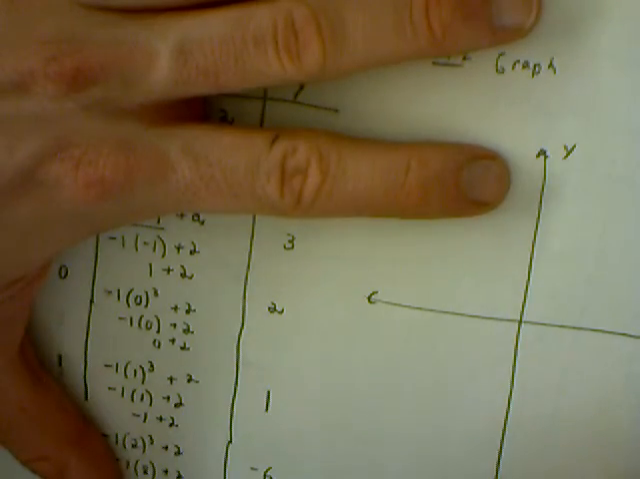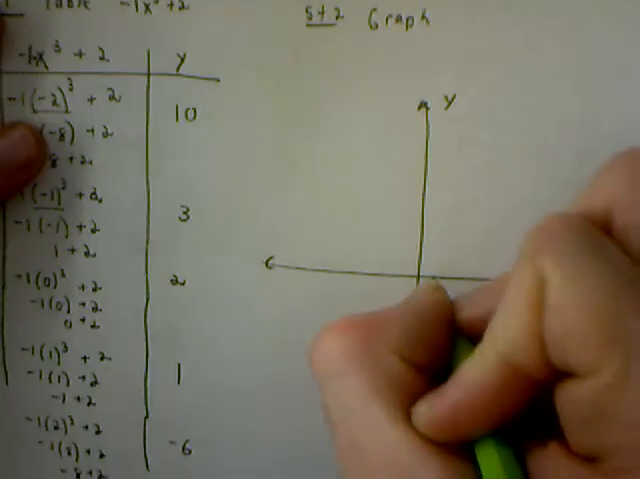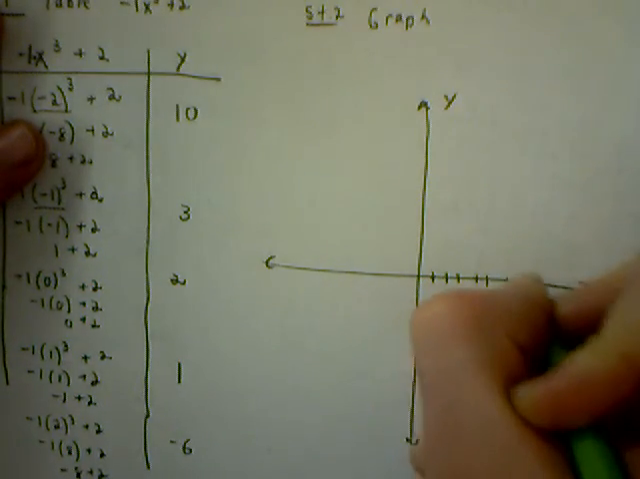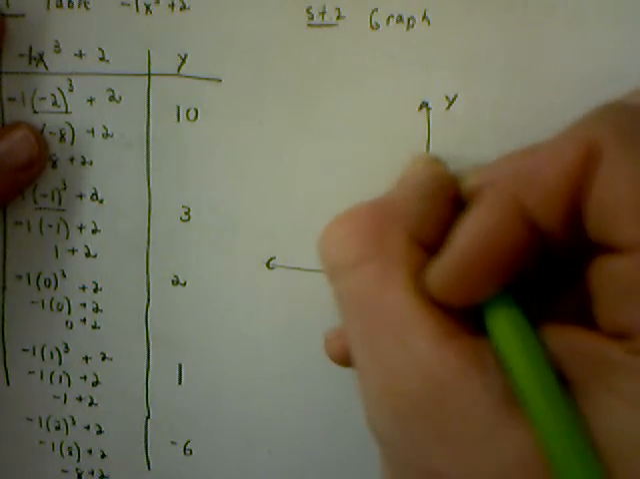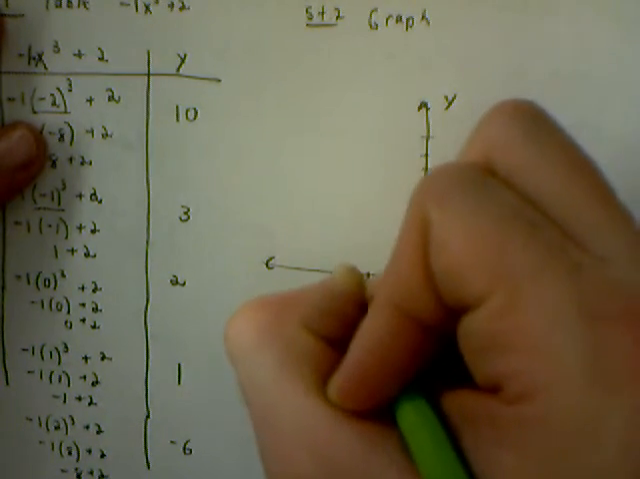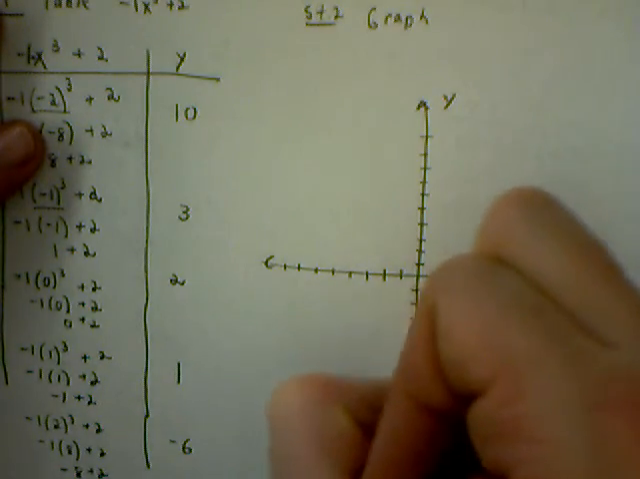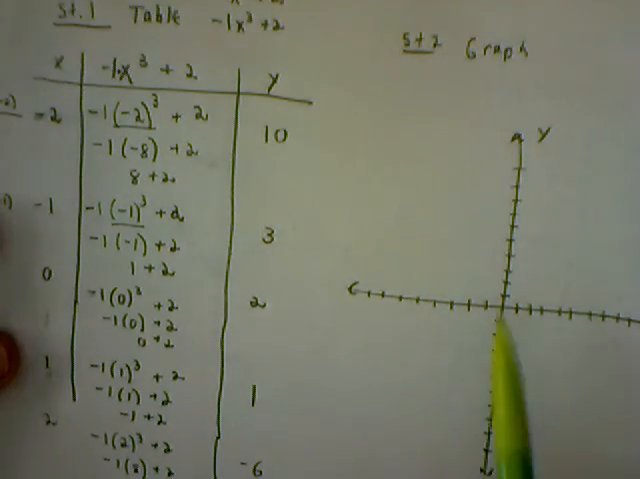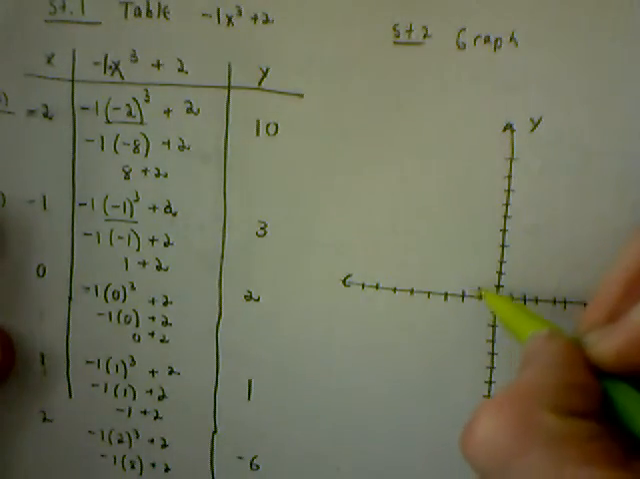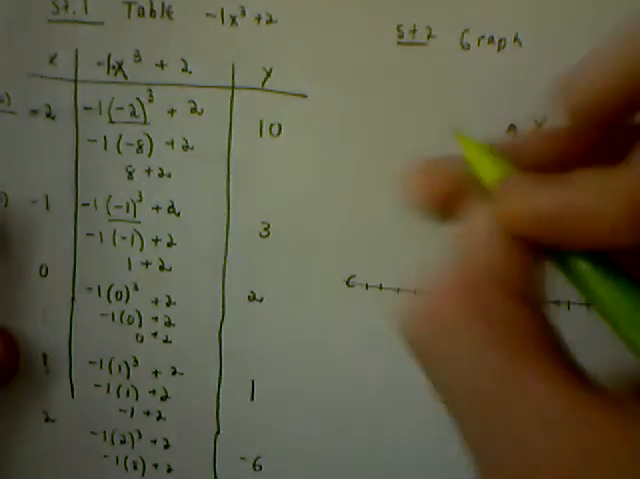Y and X. All right, my first ordered pair is negative 2, 10. It's right here.